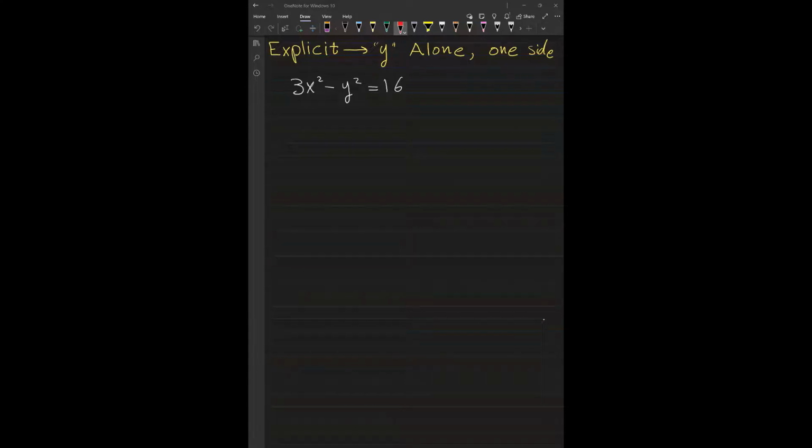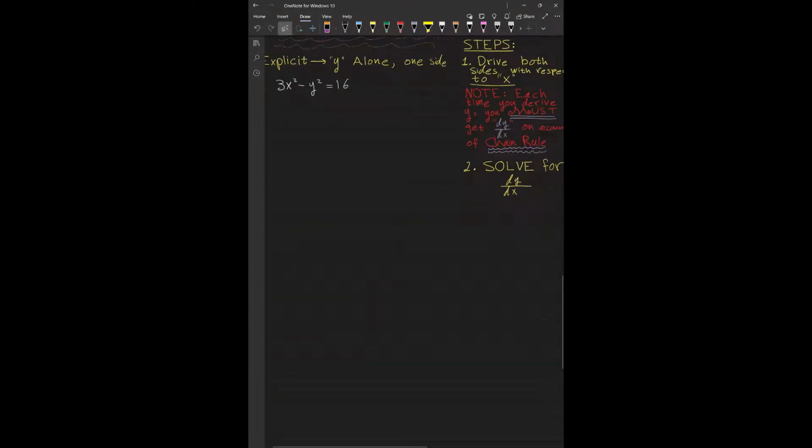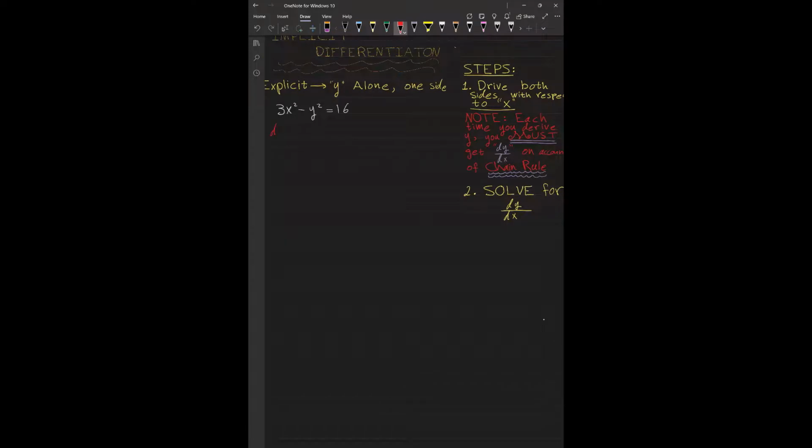Okay, hopefully you've paused the video. Now we're going to do it together. Same steps: derive both sides with respect to x. Let's derive both sides with respect to x. Why is it red? Let's take the blue color, d/dx, the color of the skies.